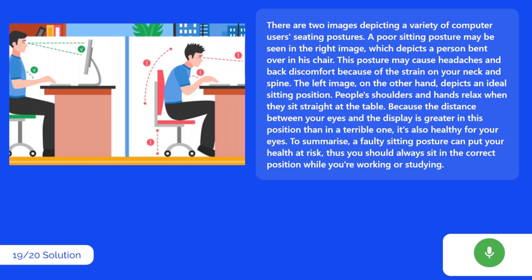Because the distance between your eyes and the display is greater in this position than in a terrible one, it's also healthy for your eyes. To summarize, a faulty sitting posture can put your health at risk, thus you should always sit in the correct position while you're working or studying.